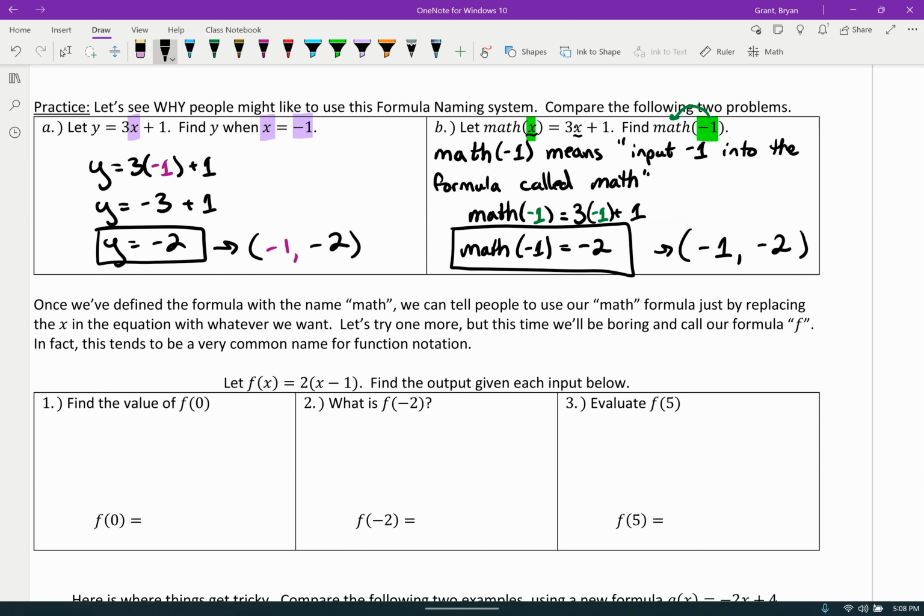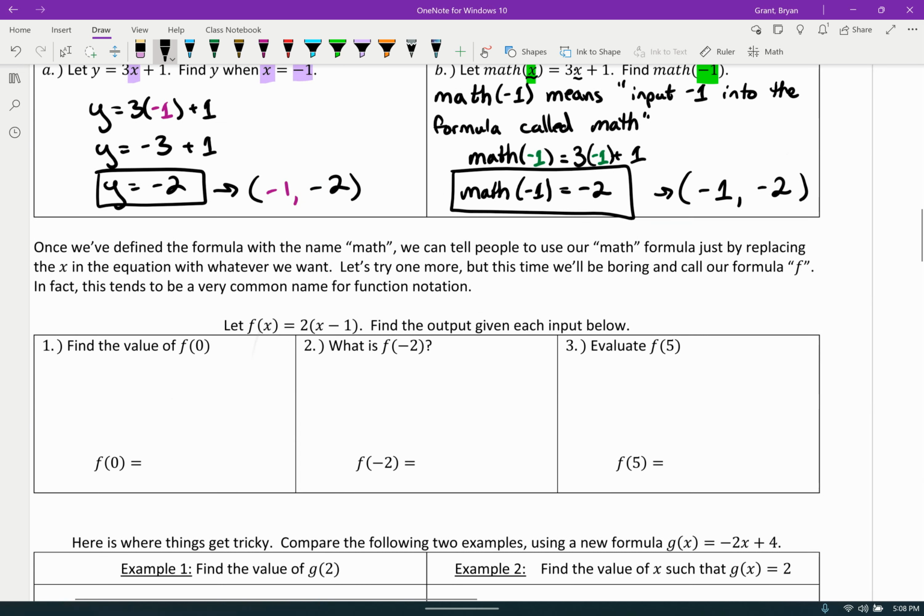You could say, Anthony, take the equation called math. Betty, take the equation called function. And Chase, take the equation called cow. And that's a really easy way to narrow in on the right equation instead of just seeing a sea of y's and x's. So let's try one more time.